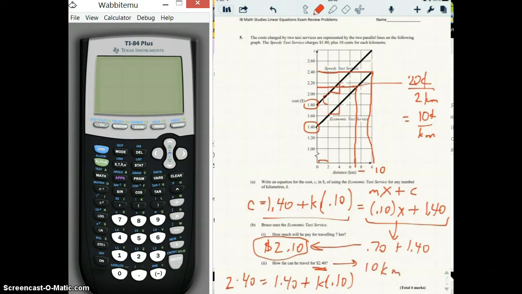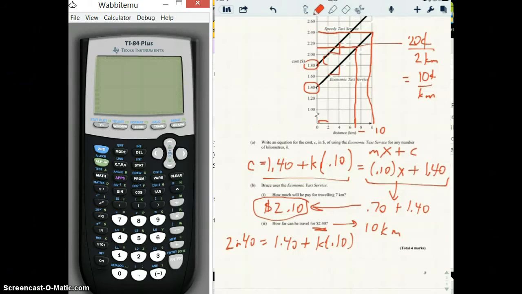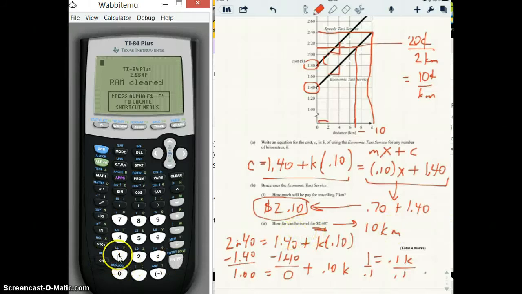And you could do it by algebra too, using this. So 2.40 equals 1.40 plus k times 0.10. So we could subtract 1.40 from both sides. I'm doing algebra here. That would be 1.00 equals 0.10k. So now we have $1 equals 0.1k, and we divide both sides by 0.1, and that would give us 1 divided by 0.1. You could do that with your calculator if you want.